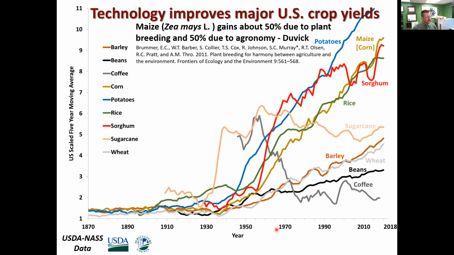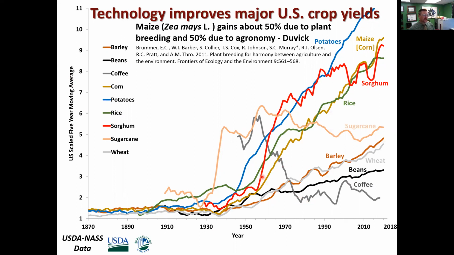On the x-axis here is the years of production. And on the y-axis here is the US scaled 5-year moving average of yield. And so this is the amount of crop that's produced per unit of land area. And we can see maize has increased about 9-fold in the United States. Potatoes have increased even higher than that, but most of that's due to agronomy. And then we have sorghum and rice and barley, wheat, beans with various lower levels of improvement.